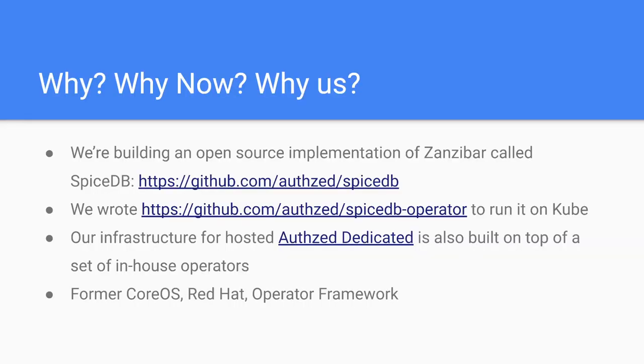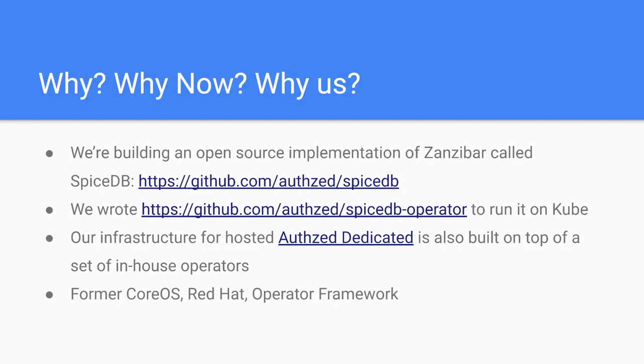But you might be asking why I'm talking about this, why we're talking about it now, what's going on? So I mentioned this at the top, but we're building an open source implementation of Zanzibar called SpiceDB, if you want to check that out. To run that, we also wrote the SpiceDB operator to run it on Kubernetes, which is open source. You can look through it. And then our hosted service, which we call Auth Dedicated, is built on top of a set of additional operators that are currently not open source.